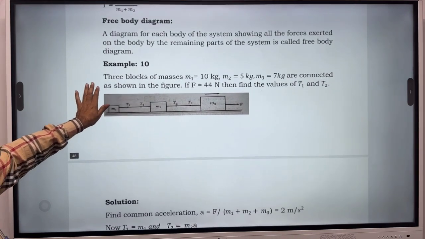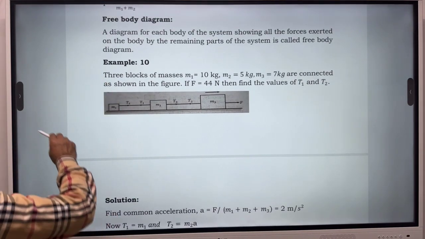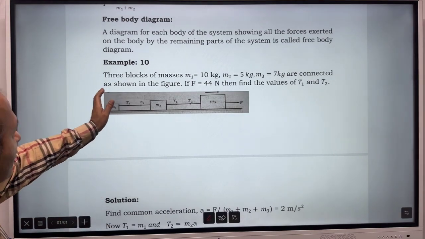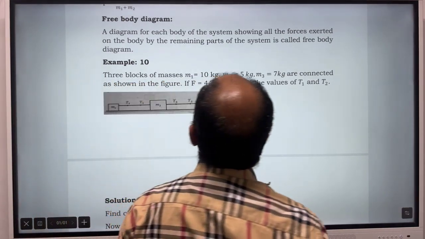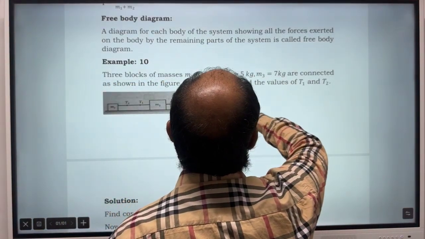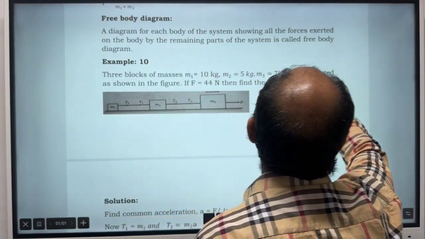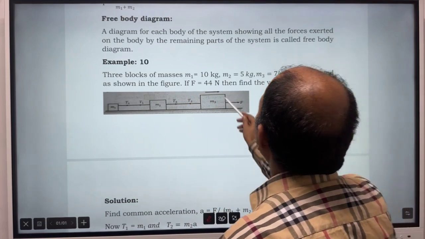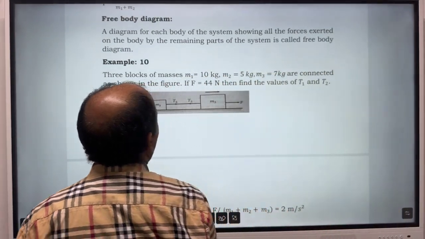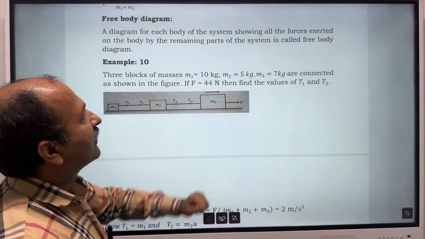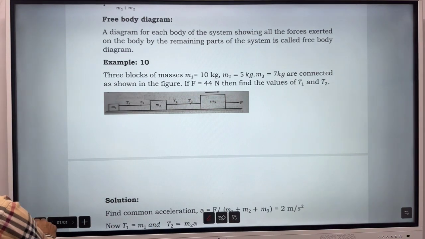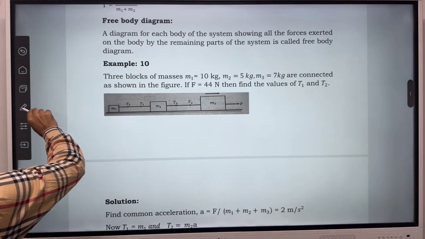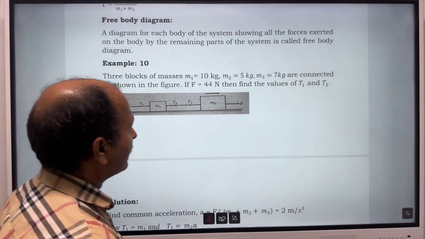Now we are going to see some more questions based on this concept. Suppose you are given 3 blocks of masses, M1 10 kg, M2 5 kg, M3 7 kg, and they are connected as shown in the figure. If 44 Newton force is applied here, then find the values of T1 and T2. So before solving this question, let's understand the basic concept.